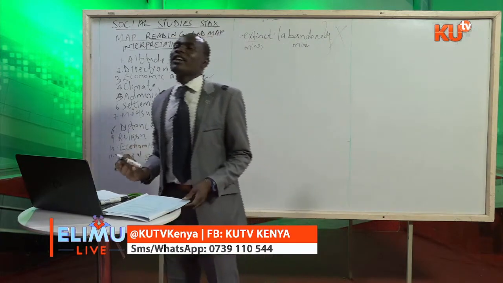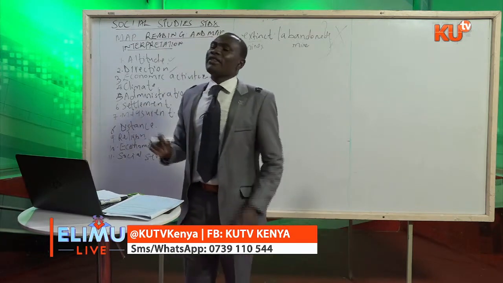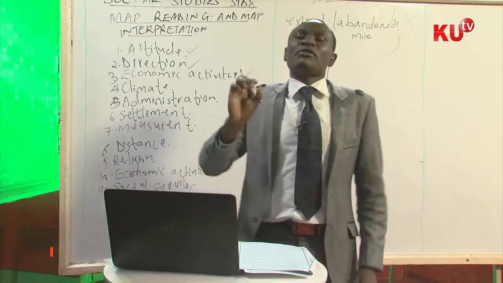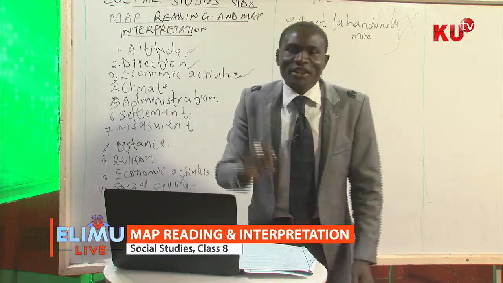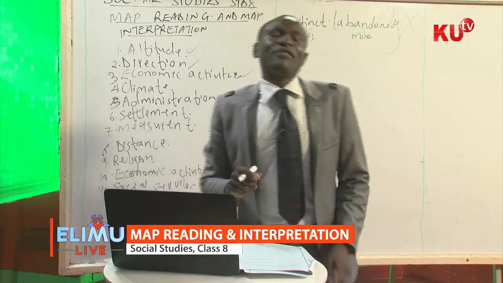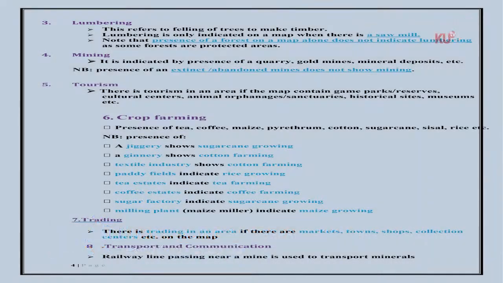Tourism is also an area that is commonly examined as an economic activity. And here, there are also indicators on map work. What are some of the indicators that will show you that tourism is taking place? One, if you see game parks, game reserves, cultural centers, animal orphanages, sanctuaries and historic sites, museums, accommodation centers, and airstrips. Those are indicators that show this is tourism.